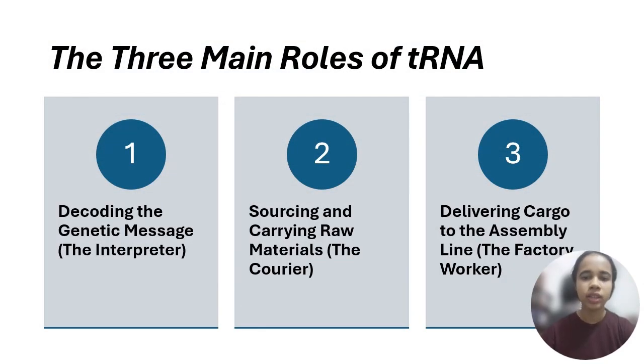So the three important roles of tRNA are, first, it decodes the genetic message. It reads the codons on the mRNA using its anticodon. Second, it acts like a courier. It picks up the correct amino acid and safely carries it to the ribosome. Finally, it delivers the cargo. It places the amino acid in exactly the correct position so that it can be added to the growing protein chain.